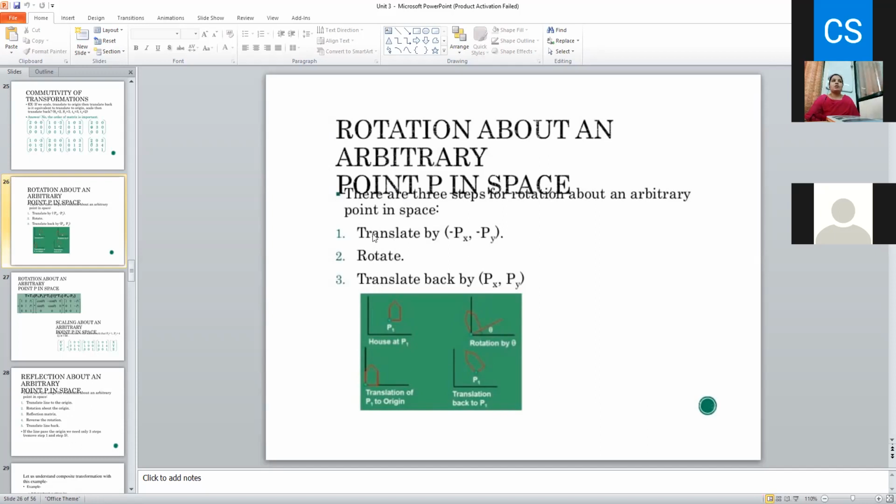So there are three steps. Here we are using the combined transformation: first translation with minus px, minus py, then carrying out the rotation, and then translating back with px comma py to its original location. This is how the rotation about an arbitrary point is carried out. So we have seen this much part.